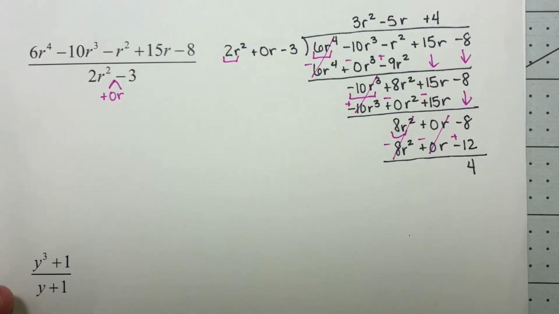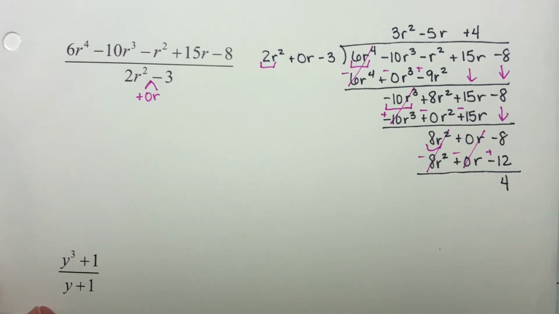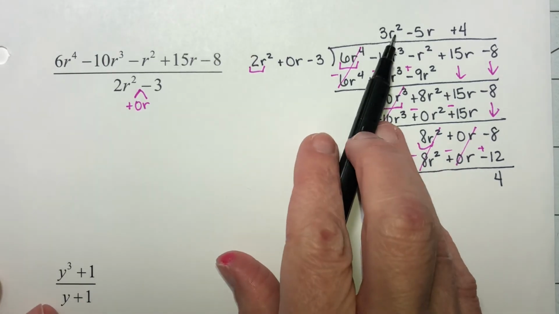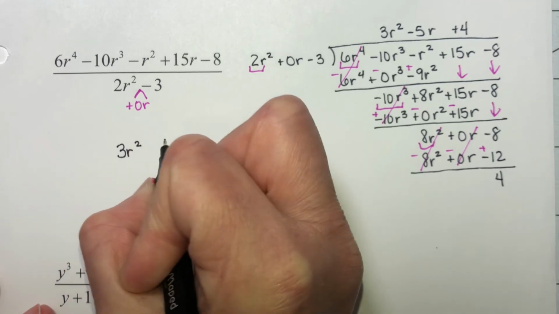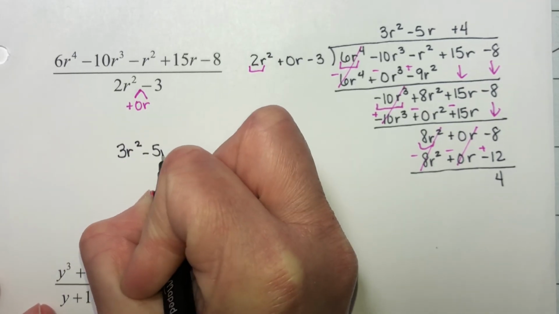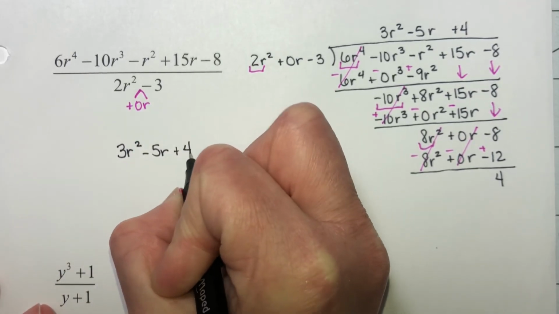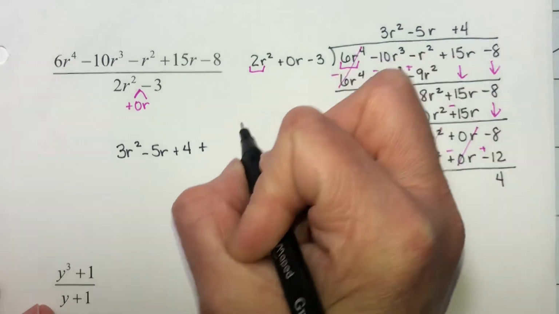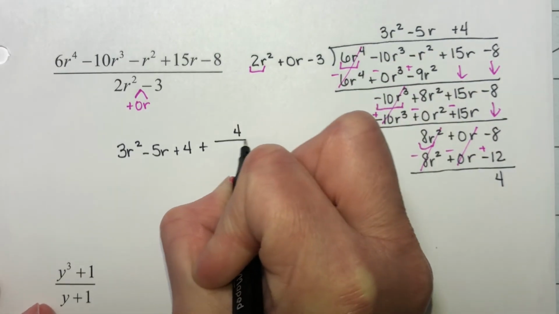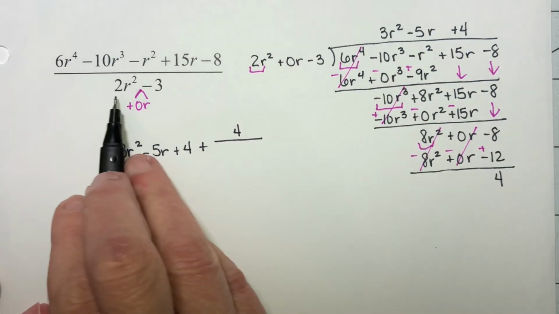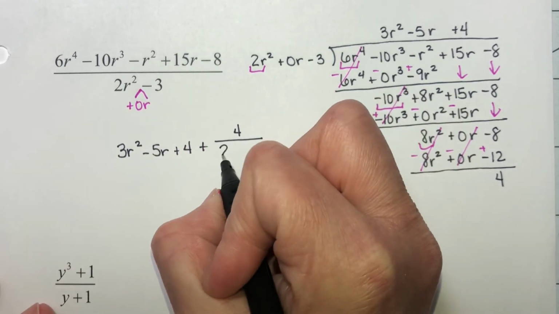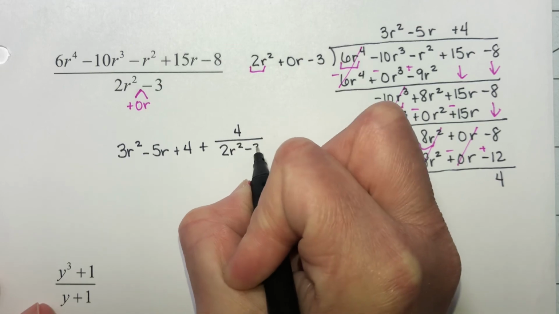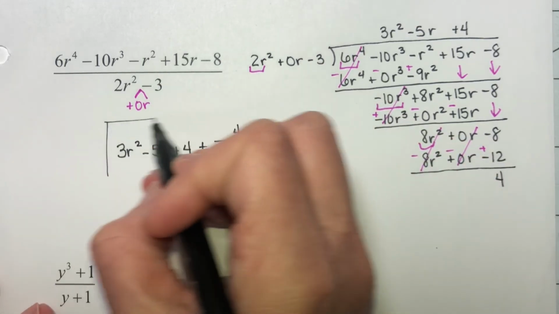Okay. I think you understand how to check by now, so I'm just going to write out your answer. This is 3r squared minus 5r plus 4 plus your remainder, which is 4, over what you were dividing by. When you write your remainder, you do not need the 0 in there anymore. This whole thing is your answer.